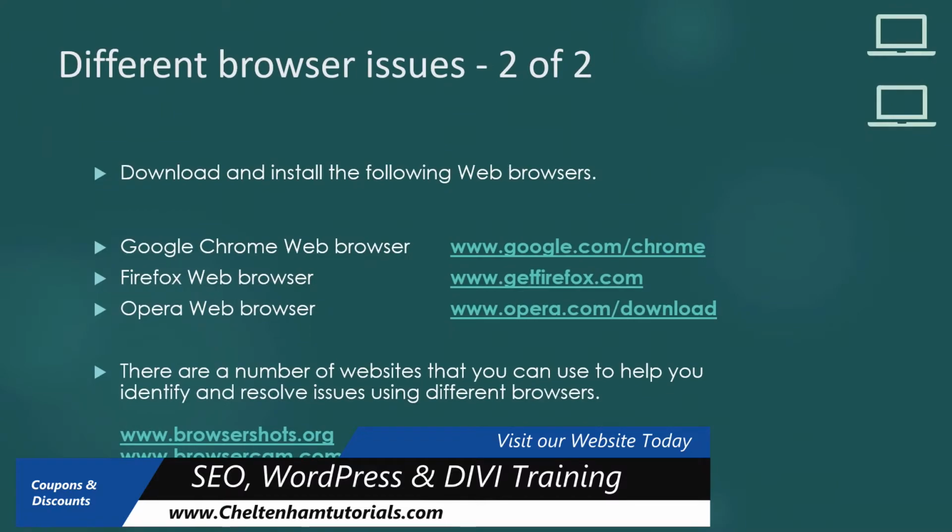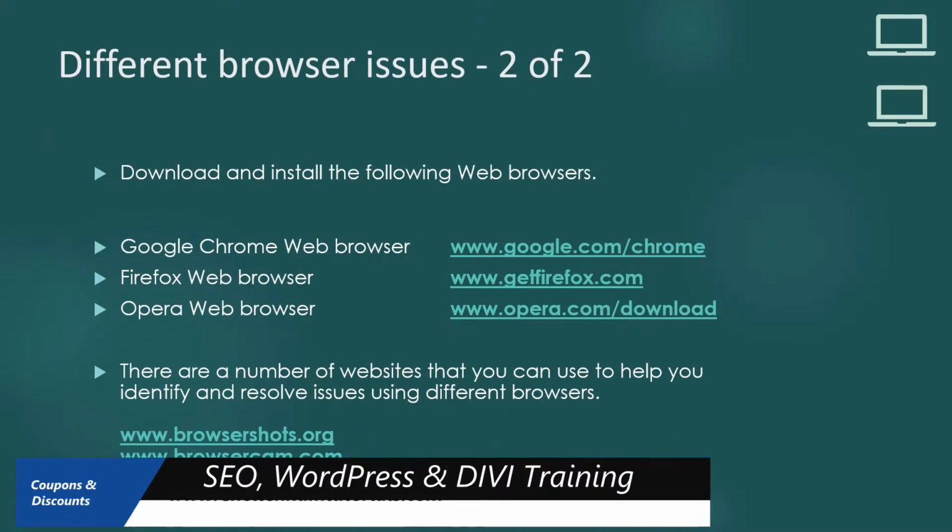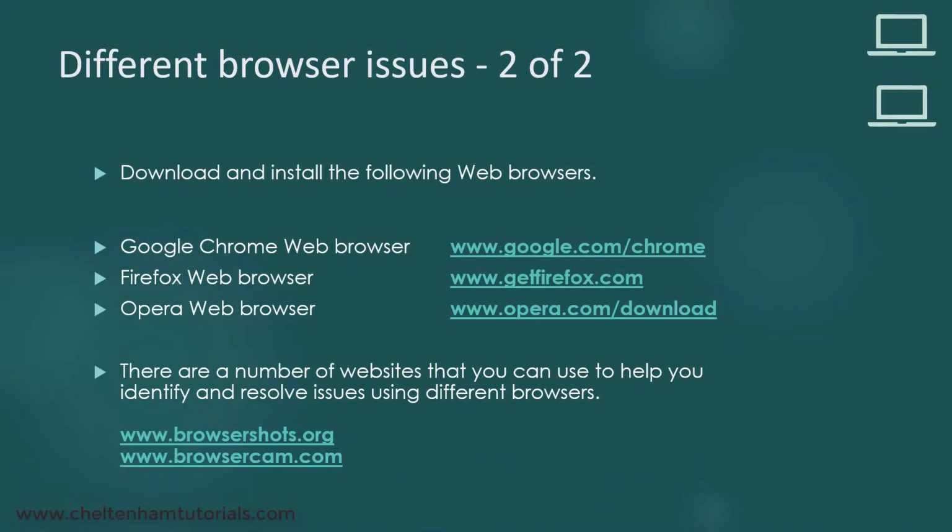What you can do is go to these different addresses if you don't already have these and install them. They'll all quite happily work side by side, so what I generally do is I install all the different browsers and I have little icons on the desktop and I just fire up each one in turn and just check each single page on the website looks okay.